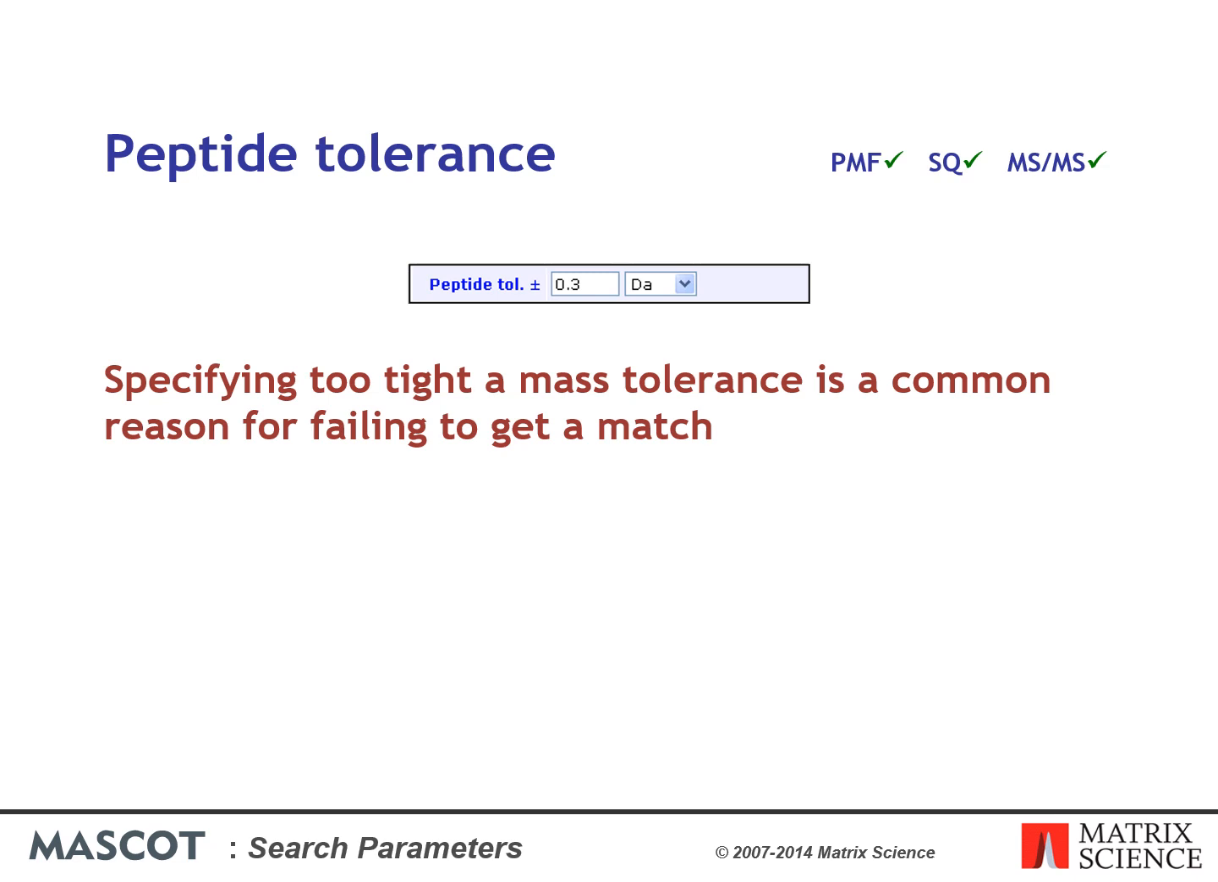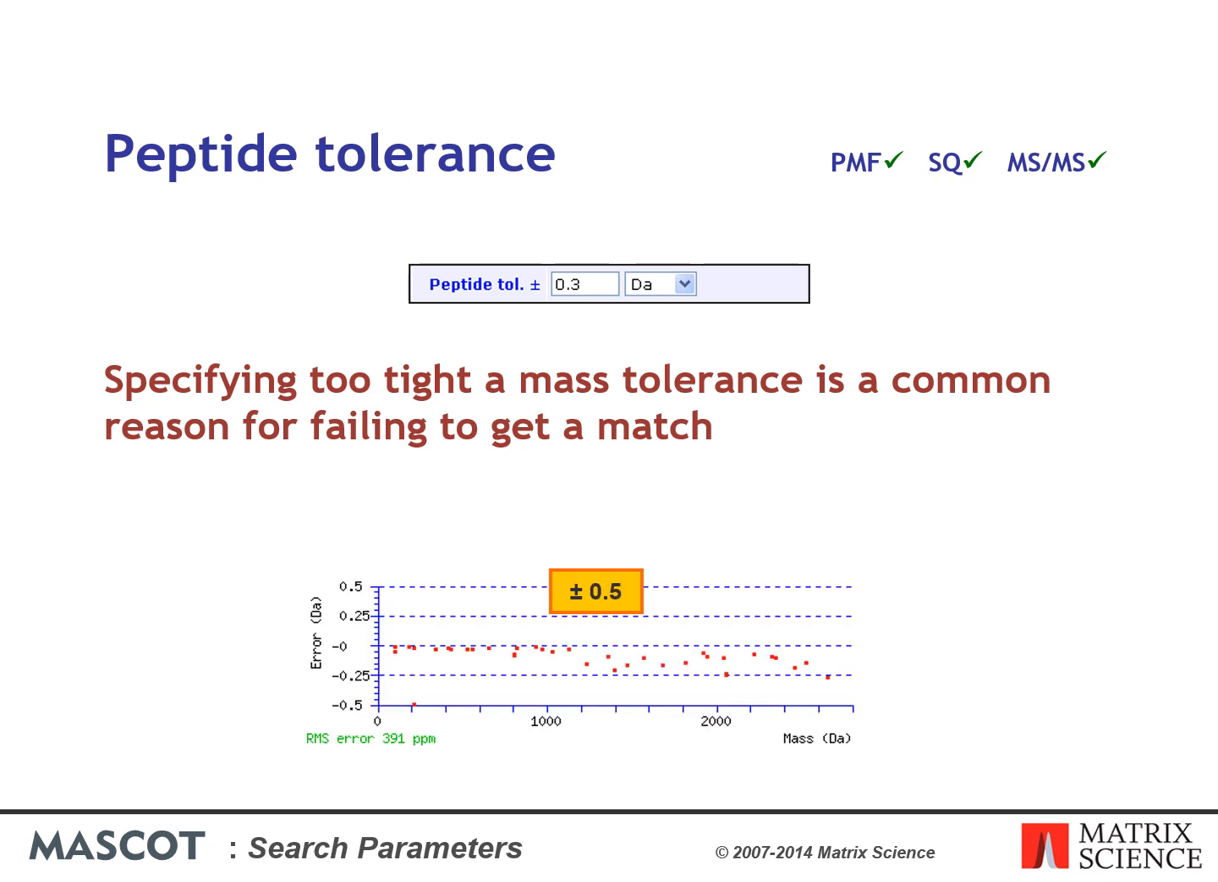Making an estimate of mass accuracy doesn't have to be a guessing game. Protein View includes a graph of mass errors for intact peptides. Just search a strong standard and look at the error graph. You'll normally see some kind of trend. Add on a safety margin, and this is your error estimate. If you see something that looks like this, a mass tolerance of plus or minus 0.5 Daltons is about right. This gives some safety margin.